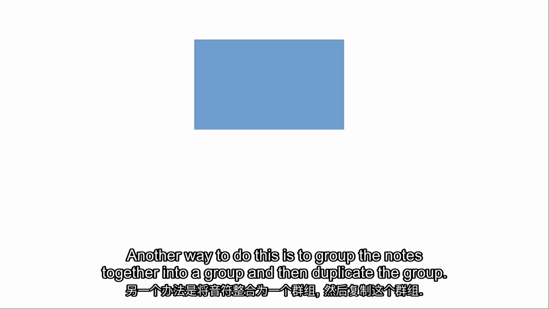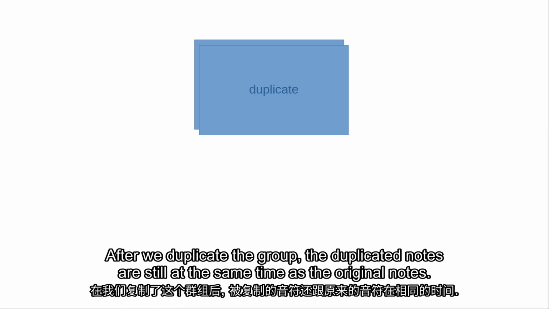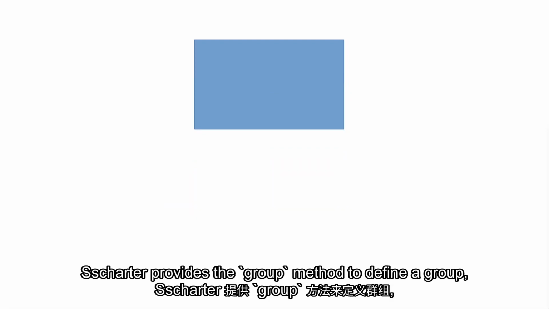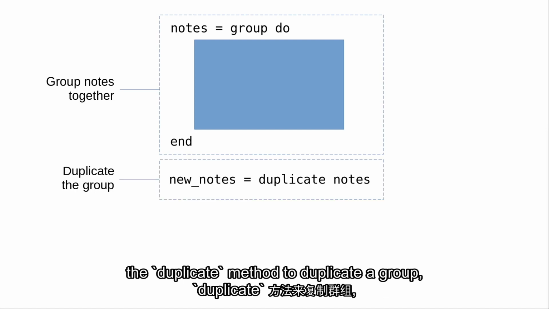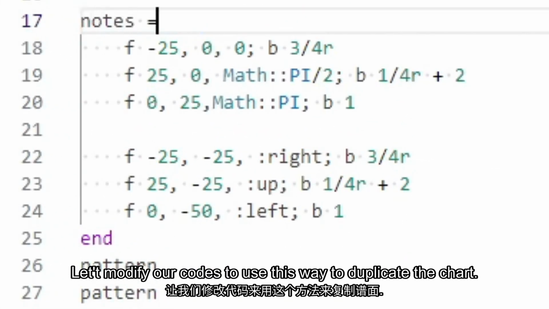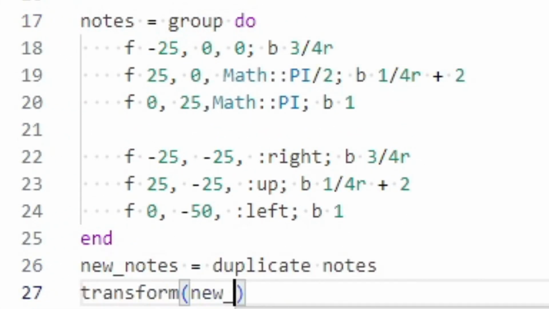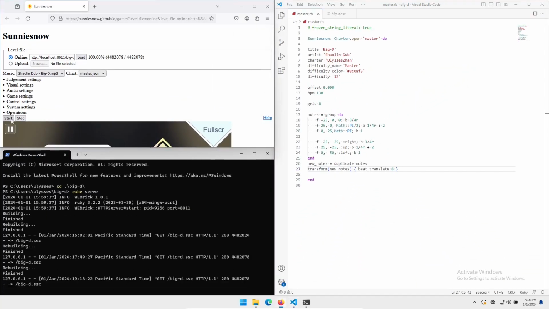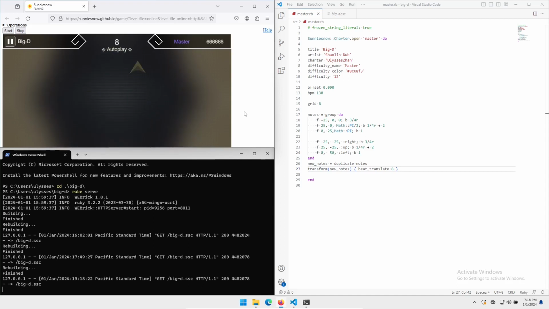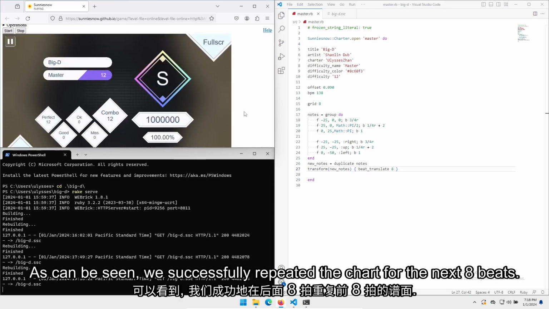Another way to do this is to group the nodes together into a group and then duplicate the group. After we duplicate the group, the duplicated nodes are still at the same time as the original nodes. We then need to translate those duplicated nodes in time by 8 beats. SS Charter provides the group method to define a group, the duplicate method to duplicate a group, and the transform method to transform a group. Let's modify our code to use this way to duplicate the chart. As can be seen, we successfully repeated the chart for the next 8 beats.